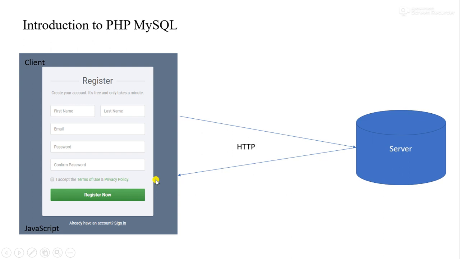So this server side programming is usually performed by PHP. All the programs that we need to write on the server are usually written in PHP. So PHP is a language that is used to write the programs that run on the server. So this is the client and this is the server. JavaScript is the client side programming language, whereas PHP is the server side programming language, and MySQL is the database engine that is used to manage the database.